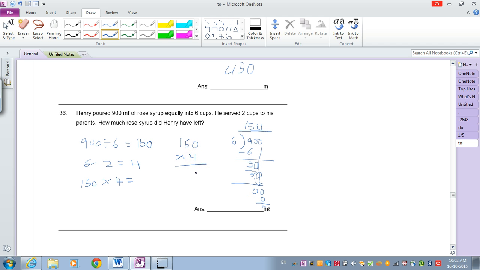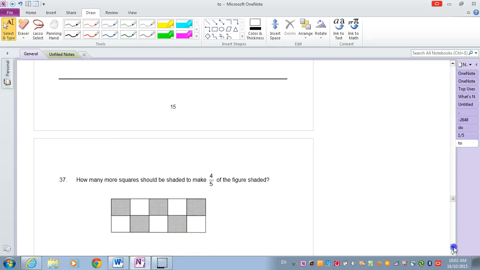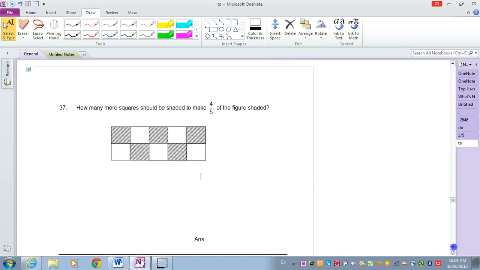So 0 times 4 will give me 0. 5 times 4 will give me 20. And 1 times 4 gives me 4, plus 2 will be 600. Okay, so he would have 600 milliliters of syrup left. Alright, let's move on to question number 37.